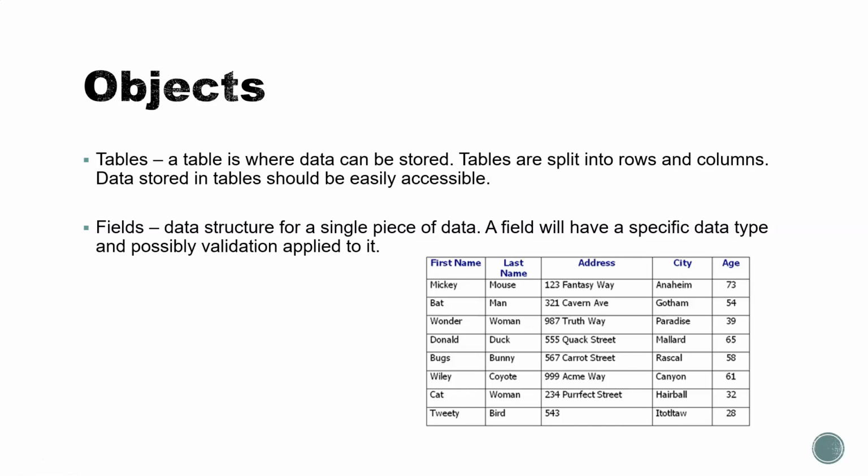Now, each one of these fields would have a specific data type. A data type is the way that the data is stored within the table, and within this particular table you would basically have four examples of text and one example of number or integer.